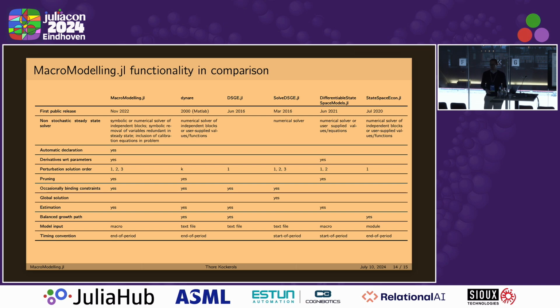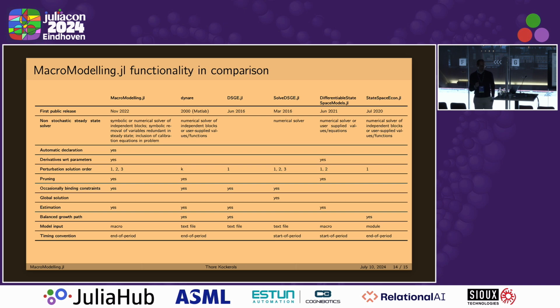The derivatives with regards to parameters, I have it, but differentiable state space models also has it, but it's more about how easily available it is. And in general, there are some computational things which you usually want to have, like what perturbation order, do you use pruning, what about occasionally binding constraints, so nonlinearities, where some parts I have, some I don't.